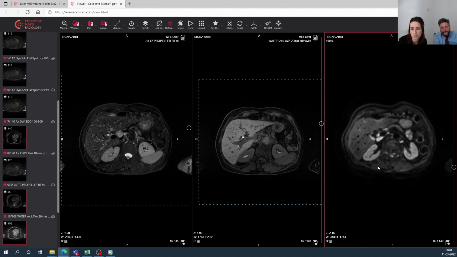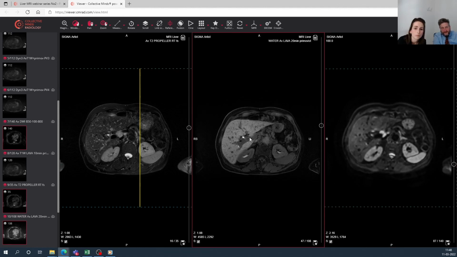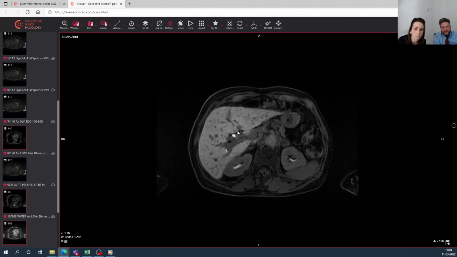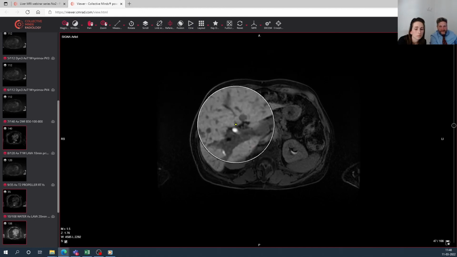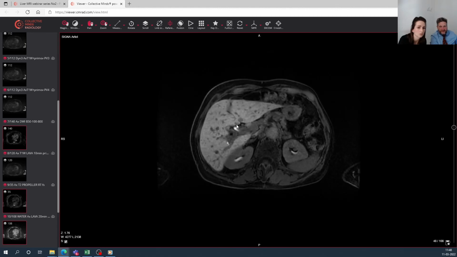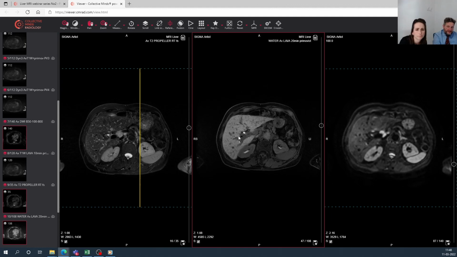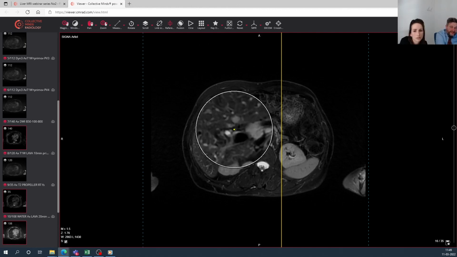So those two you already saw. Maybe this one, there's also a spot here. First we saw this one, but if you look closer here, can we take a closer look at this one? There's a very small lesion here. You also see it visible on the T2. So it really helps to look at all three sequences.